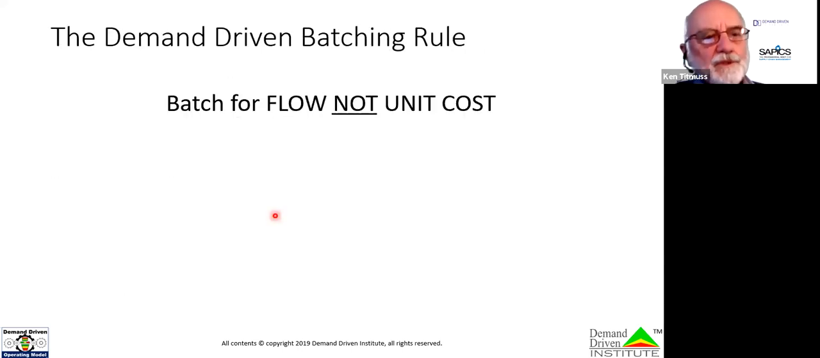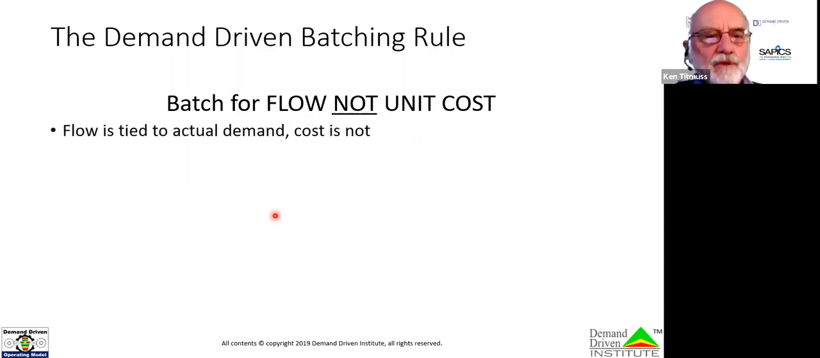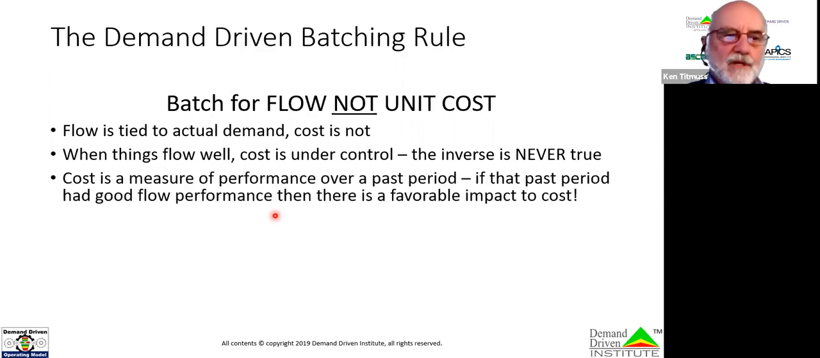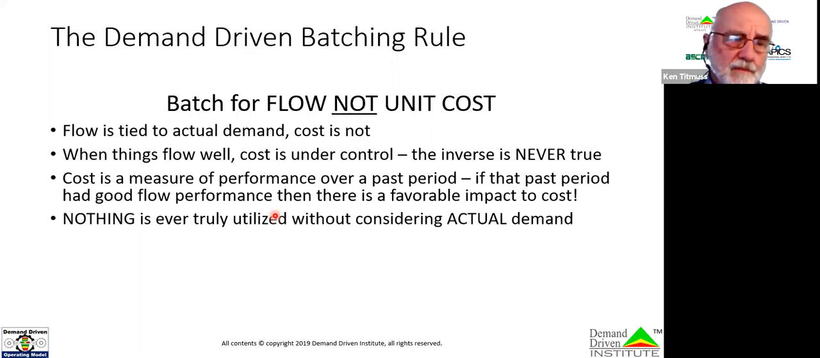So demand-driven batching rules: batch for flow, not for unit costs. Flow is tied to actual demand, whereas cost is not. When things flow well, cost is under control. The inverse is never true. Cost is a measure of performance over a past period. If that past period had good flow performance, then there's a favorable impact on the cost. Nothing is ever truly utilized without considering actual demand.